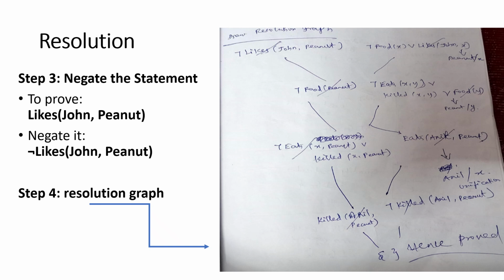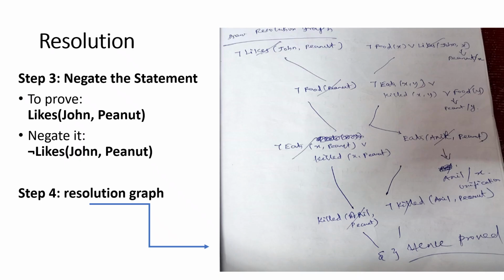The proof statement is that John likes peanut. We are just going to convert that sentence into its negation. From that negation, John does not like the peanut, so we are just going to represent negation of likes comma John comma peanut. So this is the third statement. And finally, we are just going to use the resolution graph. Moving to the resolution graph, we have the given statements that we have found.